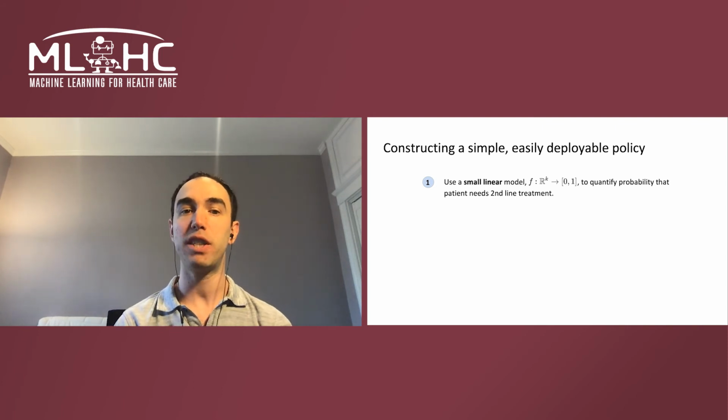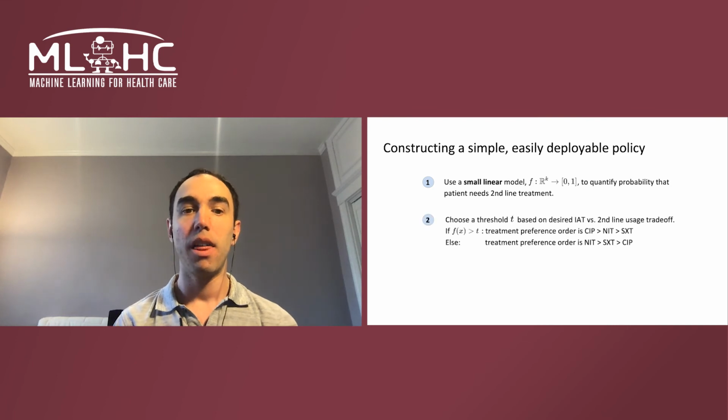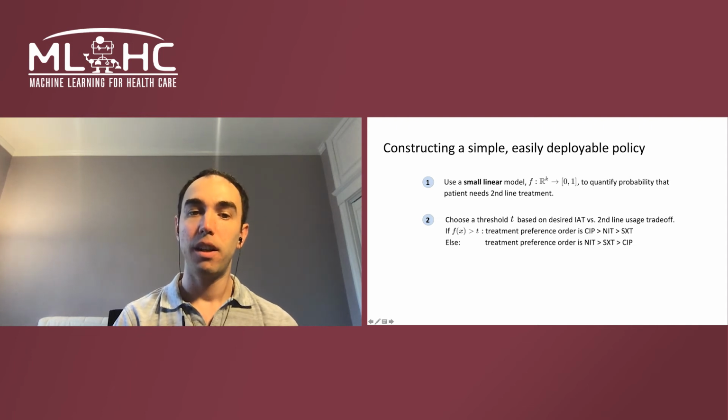First, we're going to use a very small linear model involving just 18 features to predict whether a patient needs second-line treatment. So at this point, we're ignoring which of first-line or second-line treatment is needed, just seeing which of those two broad categories. Then we'll choose a threshold on that prediction, and if we're above the threshold, we're going to predict with the following preferred order.